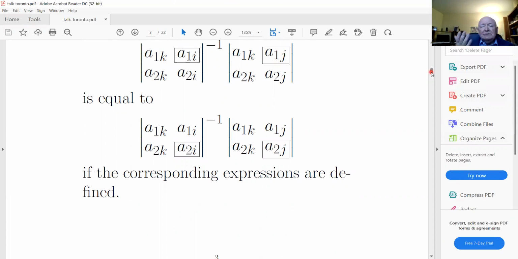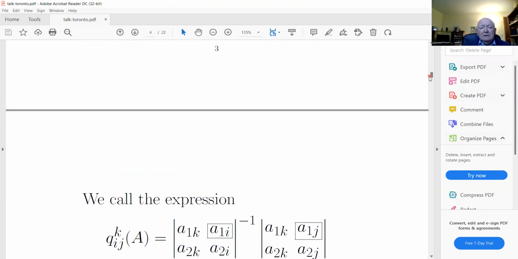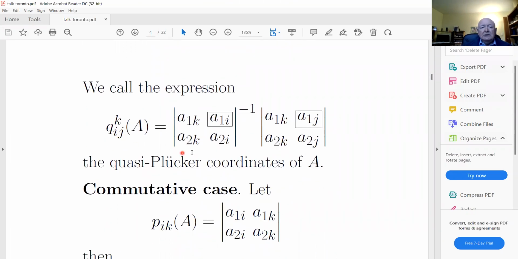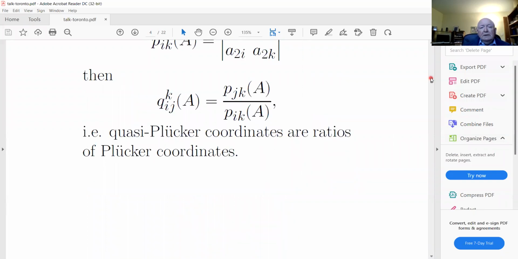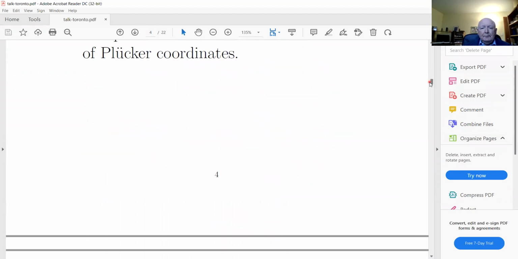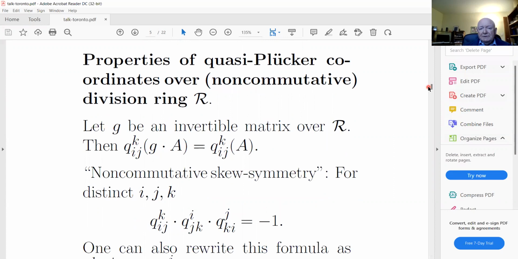I agree that this definition may look ugly, but the justification is the following result. This is our notation for quasi-Plücker coordinates of A. Here is the expression as a ratio of two Plücker coordinates. The properties of these Plücker coordinates are the following. First of all, they are invariant. If you take an invertible 2 by 2 matrix G over this division ring, then after multiplication of A by G you have the same expression. That is invariance, and not surprising if you consider this commutative version.